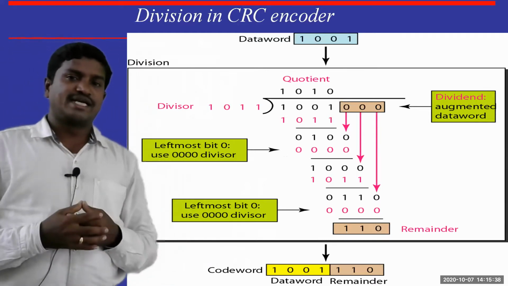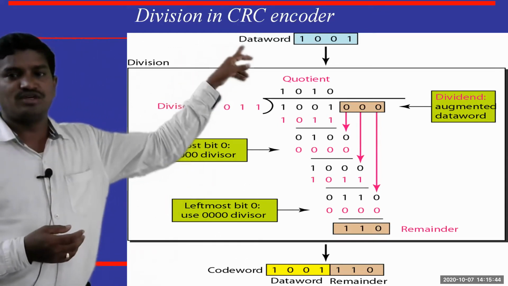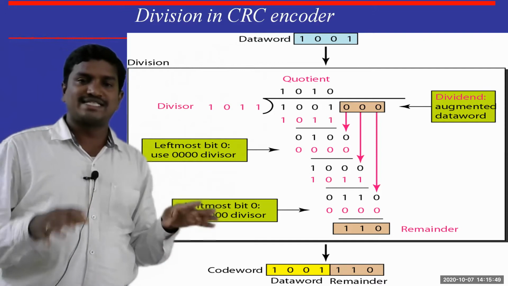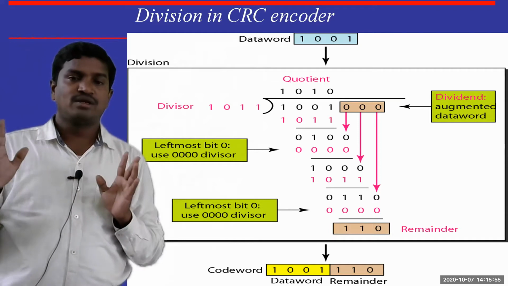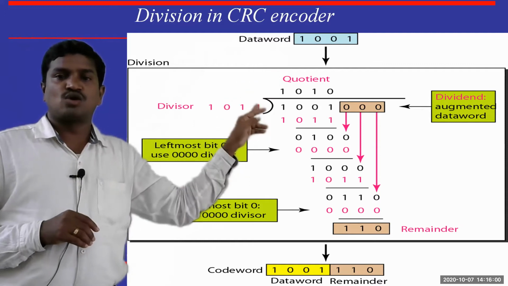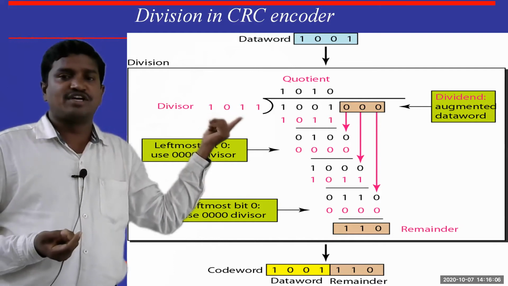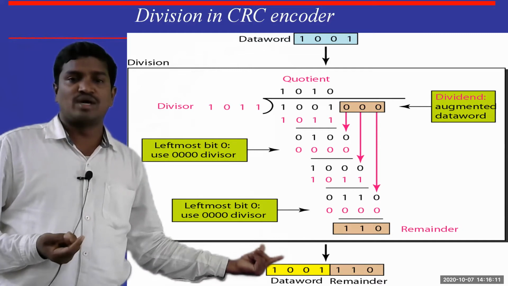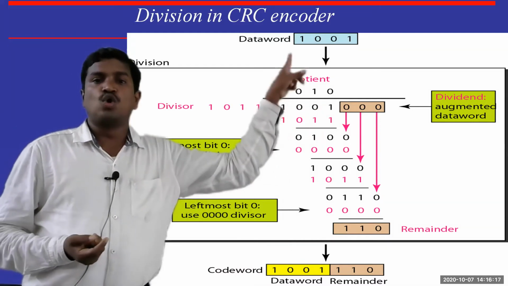At the encoder side, it is going to take the data word. In this example, we are going with a divisor 1011. For this example, we have taken one divisor, and this divisor is known to the sender as well as the receiver. By looking into the data word, we can conclude how many redundant bits are required. Which divisor are we using? A 4-bit divisor. When you are using a 4-bit divisor, the remainder size is n minus 1, so definitely you will get a remainder of 3 bits.